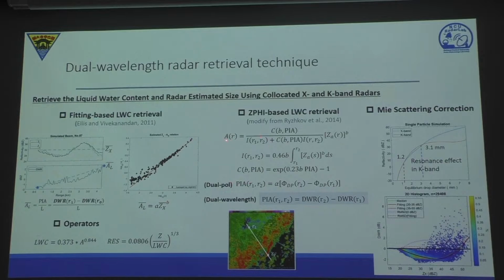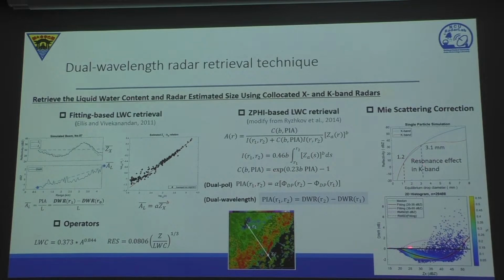But another issue is that we are choosing X-band and K-band, and it turns out we have a Mie scattering issue, because in the Mie scattering region, for these particular wavelengths, between 1.2 and 3.1 millimeter raindrop size, the K-band, which is the red line here, actually has a higher value than the X-band, which is the blue line here. This shows the Mie resonance effect. So we need to correct that, otherwise we cannot get a good PIA here.